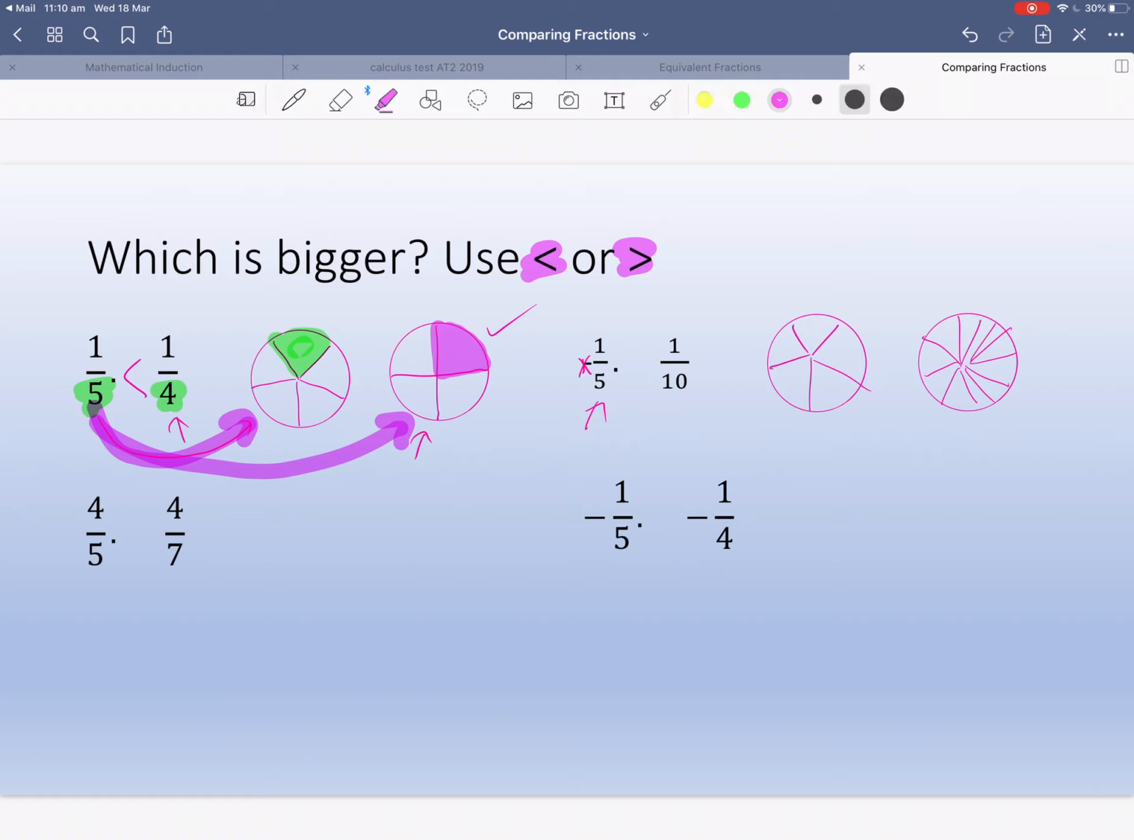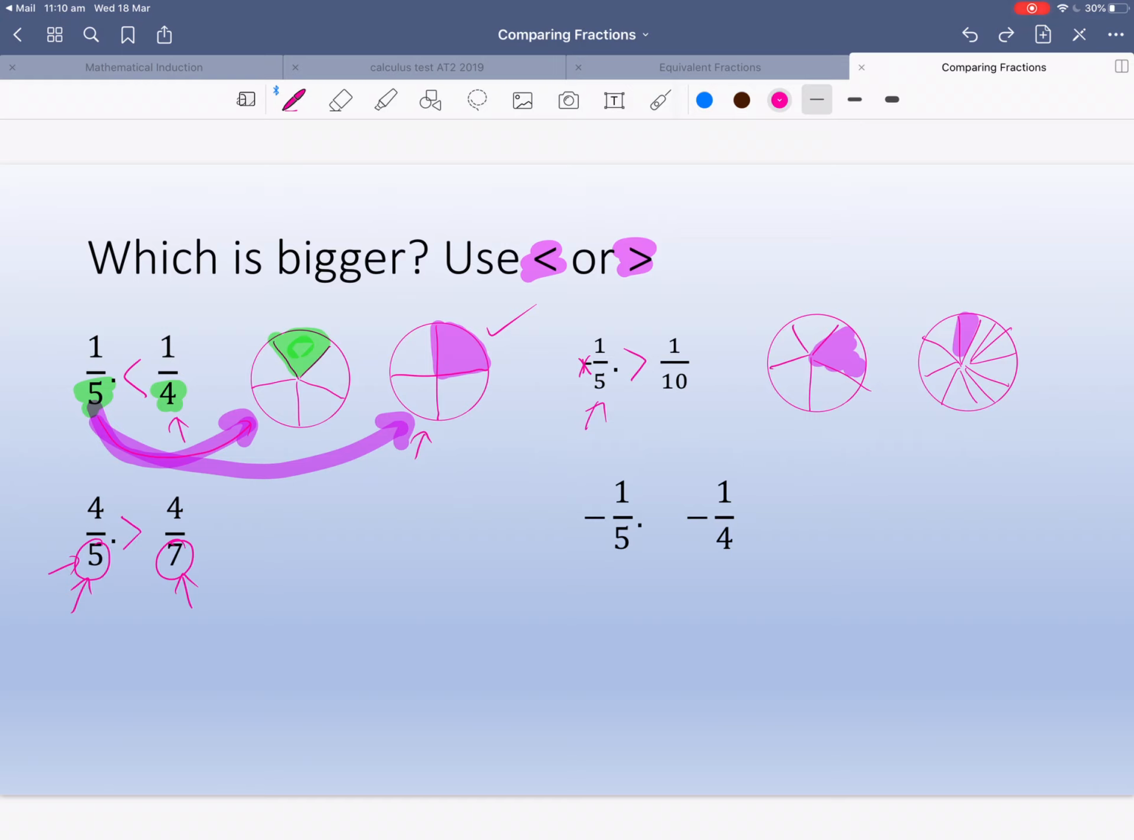If you wanted to eat more, would you rather have 1 out of 5 or 1 out of 10? Well, 1 out of 5 is way bigger. So remember, the crocodile eats the bigger one. So we'll do that there. The bottom number tells you how big the slices are. The bigger the number, the smaller the slice. So for this one, this will be bigger because these slices are bigger than these slices. So 4 slices out of 5 is way more than 4 slices out of 7.